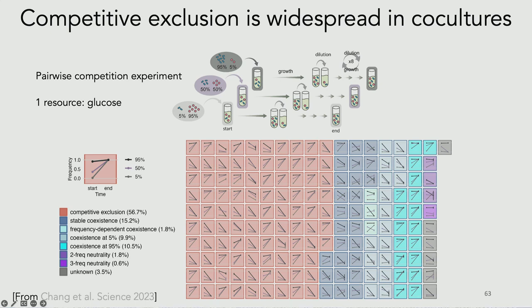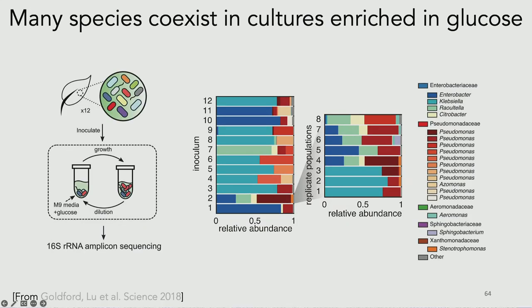They tried many, many of these pairwise competitions, and the outcome is that more than half end up in a competitive exclusion outcome. So people were really surprised. We already saw this paper, when they discovered that when you provide one single source of carbon, again glucose at one concentration, but you start from natural communities.